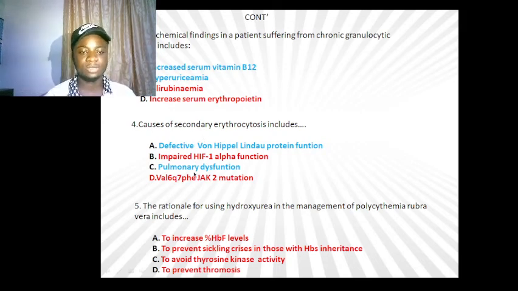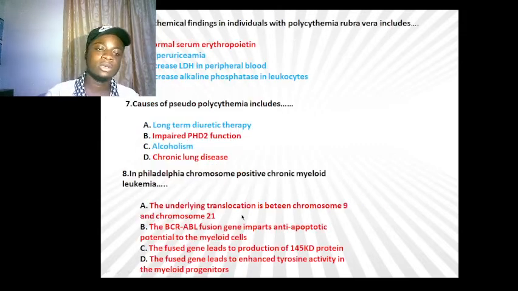Okay, very important. So the rationale for using hydroxyurea in the management of Polycythemia Vera includes: if you want to manage Polycythemia Vera, if you use hydroxyurea, A, to increase percent hemoglobin F level, nope, this is not true. To prevent sickling crisis, no. To avoid tyrosine kinase, no. To prevent thrombosis, all these are false, okay?